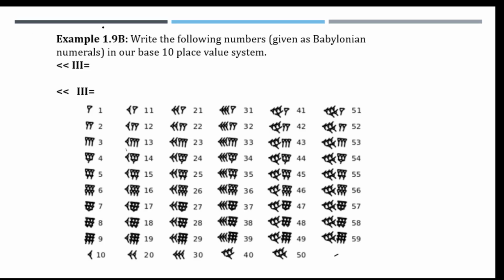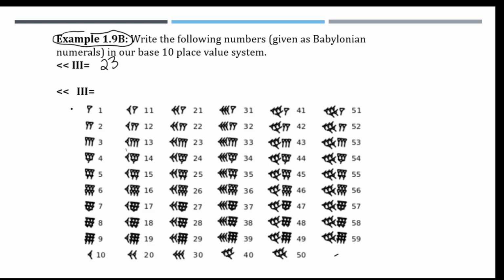So this is our last example that you'll be responsible for taking a photograph of, writing down. Write the following numbers given in Babylonian numerals in our base 10 system. So this illustrates the problem with the Babylonians and why our system is way superior, right? So here, this is just 2 10s and 3 1s, no space between them. So this is just a 23.